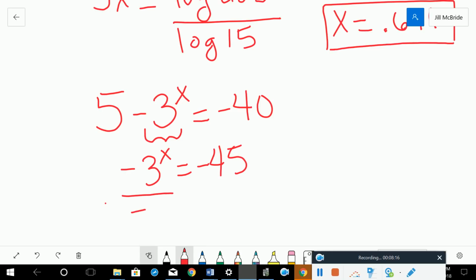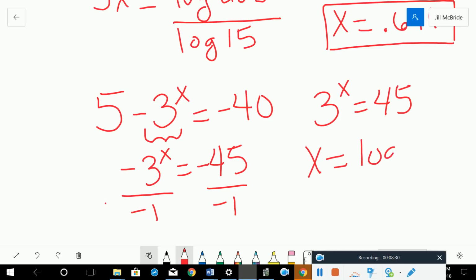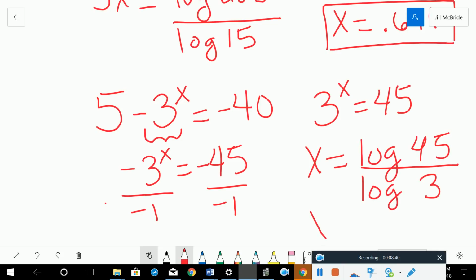So I'm going to go ahead and divide both sides by negative 1. So I get 3 to the x equals 45. Now I can go ahead and apply my change of base formula. My exponent equals log of the argument divided by log of the base. And again, do not cancel the 45 and the 3.